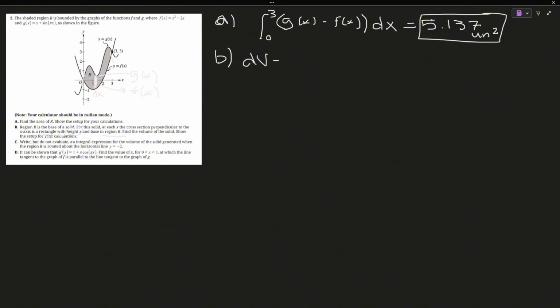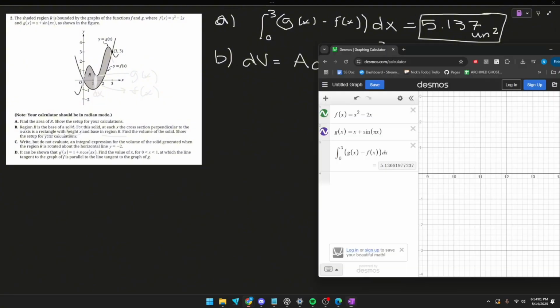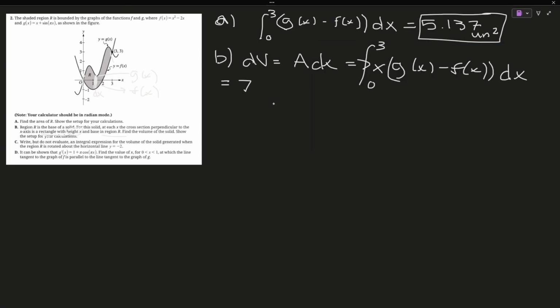So the volume is going to be equal to the area times the width. We know already that the area is equal to g of x minus f of x with respect to x. And it also tells us that the height is equal to x. So we're just going to multiply that by x. And then again, we need this for the entire region R, which goes from 0 to 3. So essentially, we are going to have the same equation in Desmos, but we're just going to put an x in front, which gives us 7.705. So part B is equal to 7.705 units cubed.